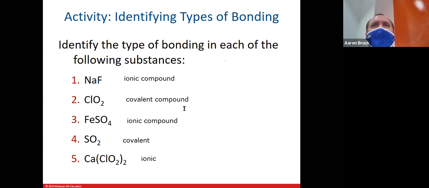So in identification, all we're really looking for is these markers. Can I identify, okay, this compound's got a metal and a nonmetal. This compound's got two nonmetals. This one is, well, it's not a compound. It's just a bunch of metal atoms together. That's what I need to do to identify a substance based on its bonding.